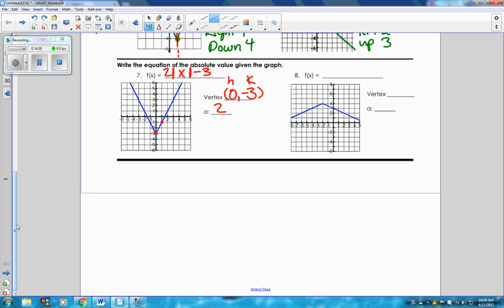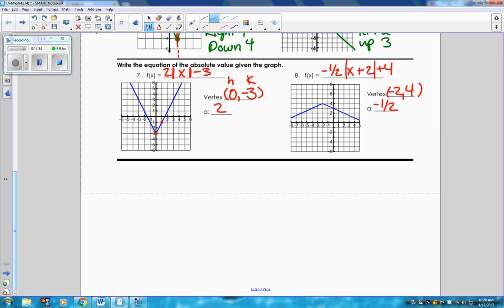Number 8. Someone tell me what to write. What's my vertex? -2, 4. What's my A? -1/2. Someone else. What do I need to write? X plus 2. She said put x plus 2 in the box. Oh, okay. I didn't hear that part.